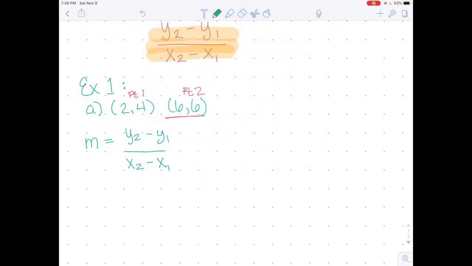So now all I have to do is plug in the numbers. So y2 would be 6 minus y1 would be 4, divided by x2 is 6 minus x1 is 4, or is 2, excuse me. So 6 minus 4 is 2, 6 minus 2 is 4, so the slope of this line would be 1/2. That is all there is to it. So let's try another example where we've got this idea.